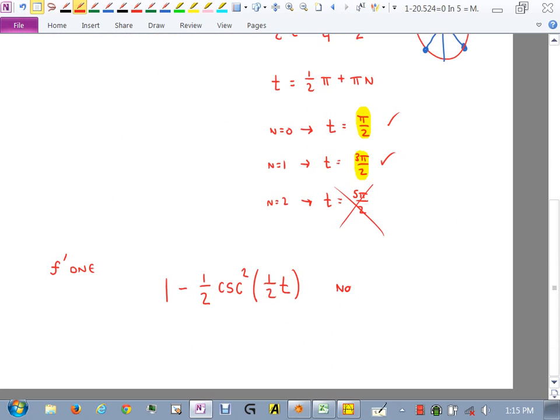So not a problem in the interval pi over 4, 7 pi over 4. So we're good here. So I've got my critical numbers. Now I take those critical numbers, I plug them into the original function, right? I take the endpoints, plug them into the original function, compare all the answers.